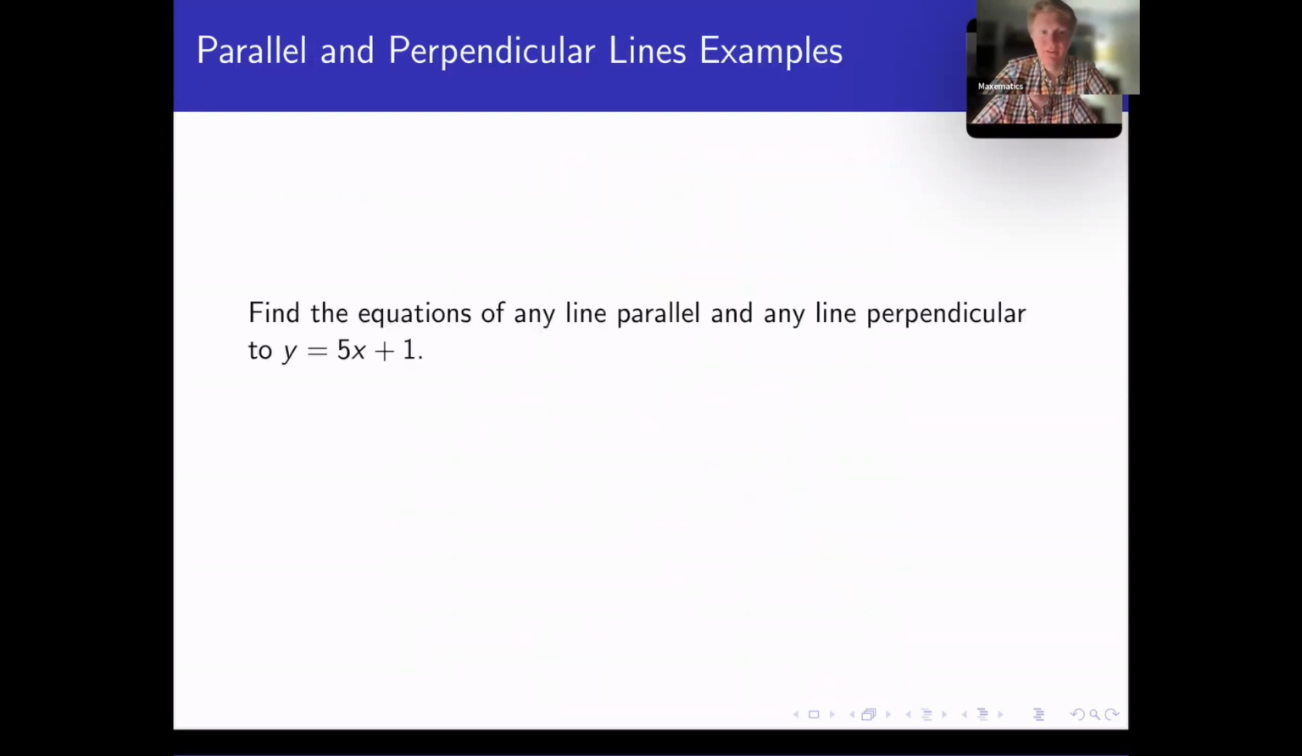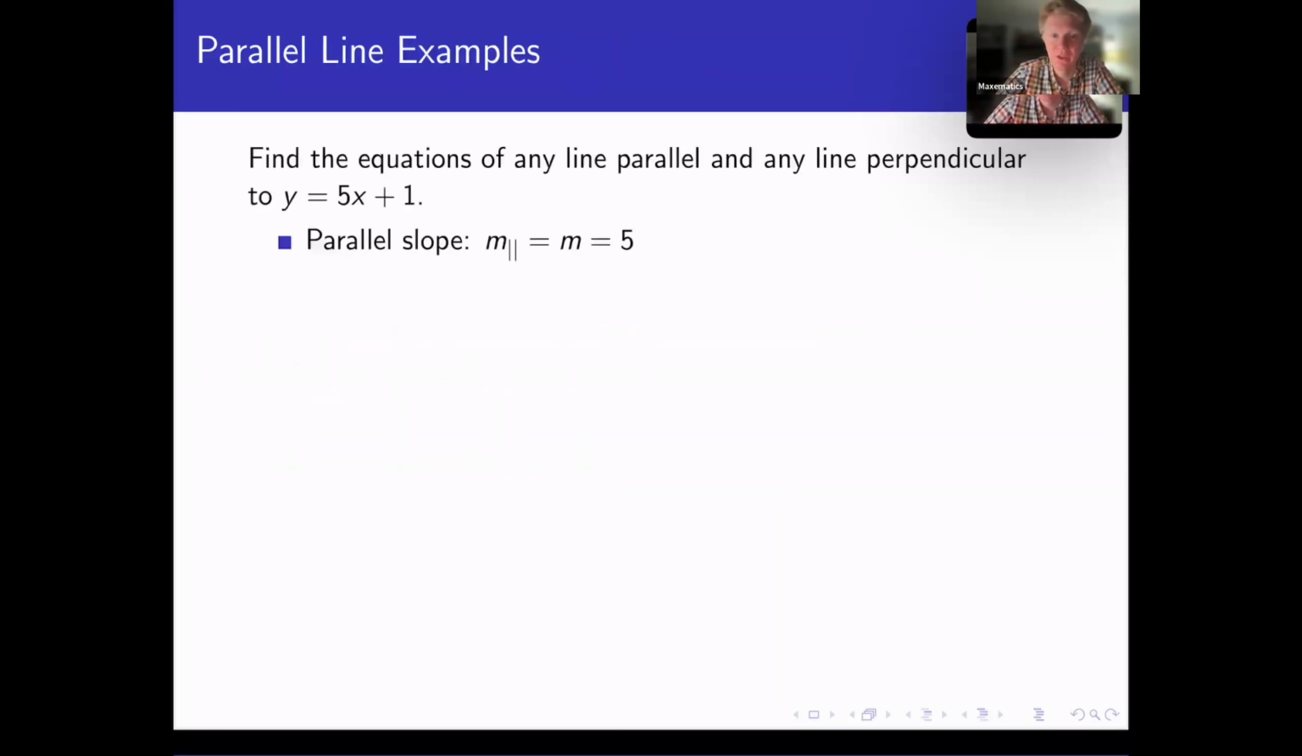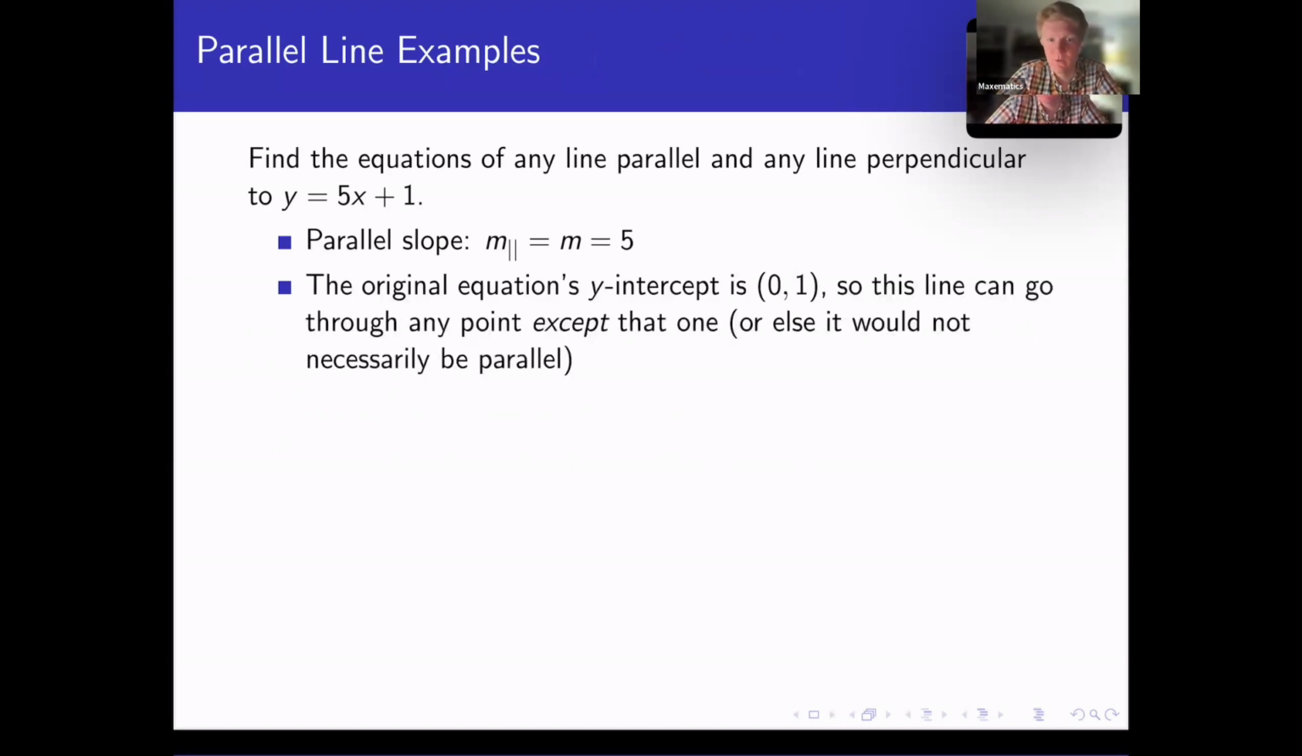Okay, let's do another example of this, but let's find the equations of any parallel line and any perpendicular line when the original line is y equals 5x plus 1. Well, m is 5 here, right? y equals mx plus b. So that means the parallel slope is just itself, and the perpendicular slope would be -1 over that slope, -1/5. Alrighty, so we have our parallel slope. We don't have a point this time. I'm just saying do any point. Well, the original equation's y-intercept is (0, 1). Well, why don't we just use (0, -4)? I don't know, totally arbitrary.